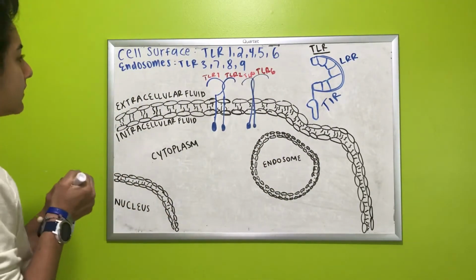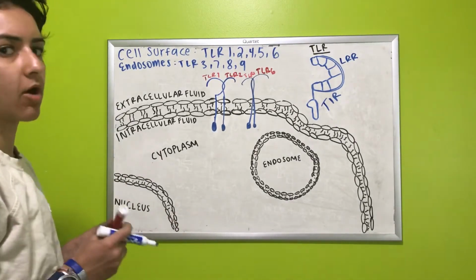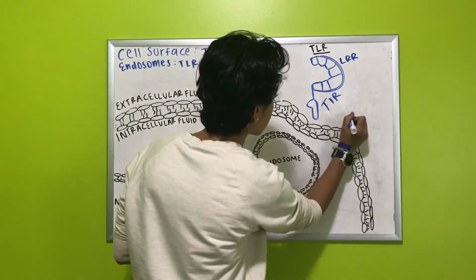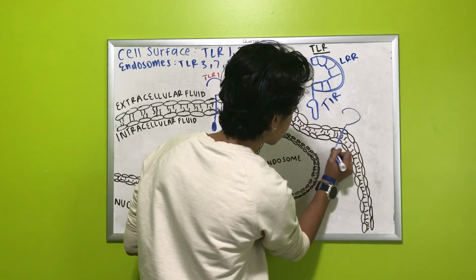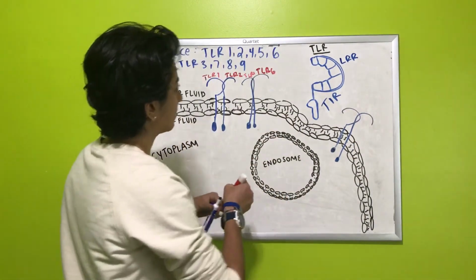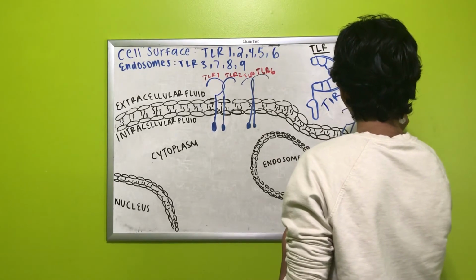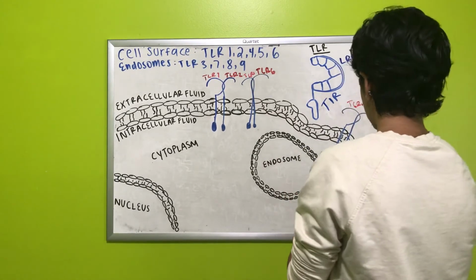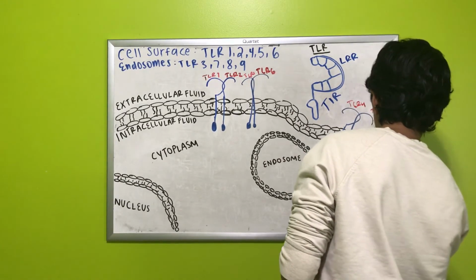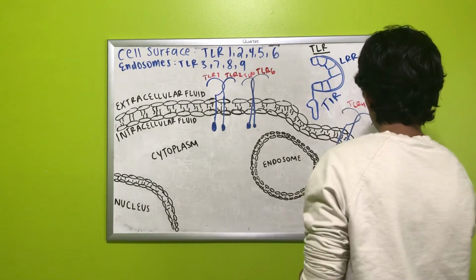The rest of the extracellularly located toll-like receptors only form homodimers, so they form a dimer with themselves. So that leaves toll-like receptor 4. So these are both toll-like receptor 4. And then 5 and 6.